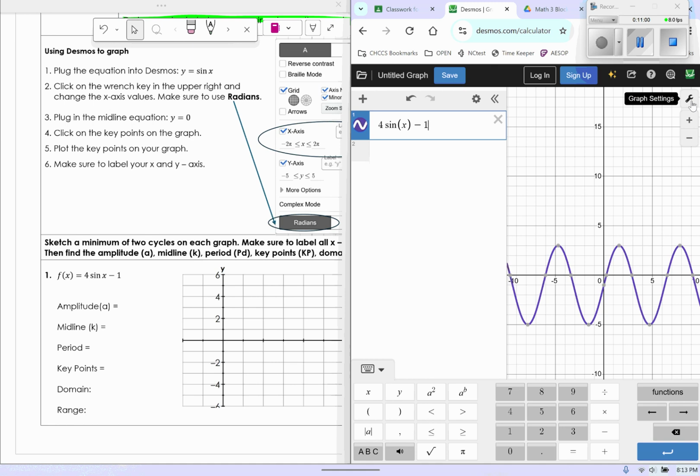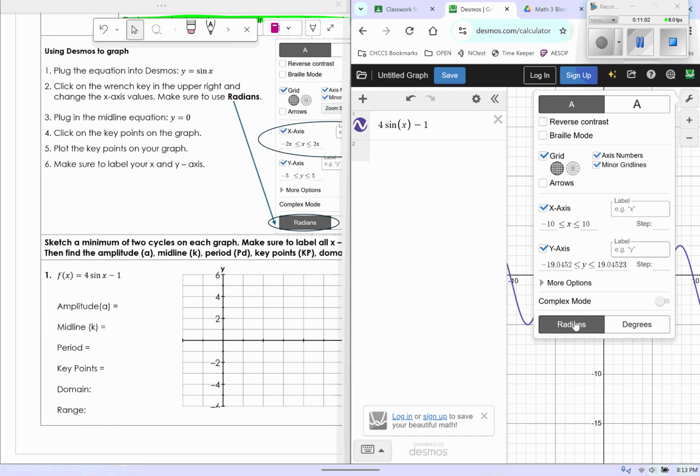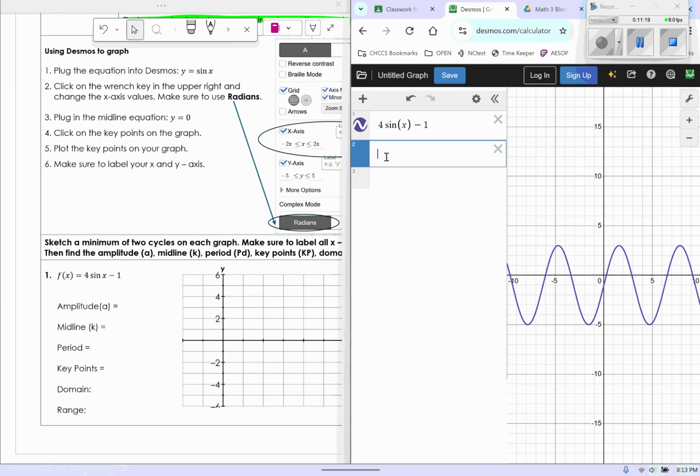In this unit, we're switching back between radians and degrees. So when you click on that wrench, you always want to make sure for graphing that we're in radians, but when we're doing the right triangle trig, you want to make sure you're in degrees. So for this one, we're going to make sure we're in radians. So we plug the equation in, and then we're going to put the midline on the equation.